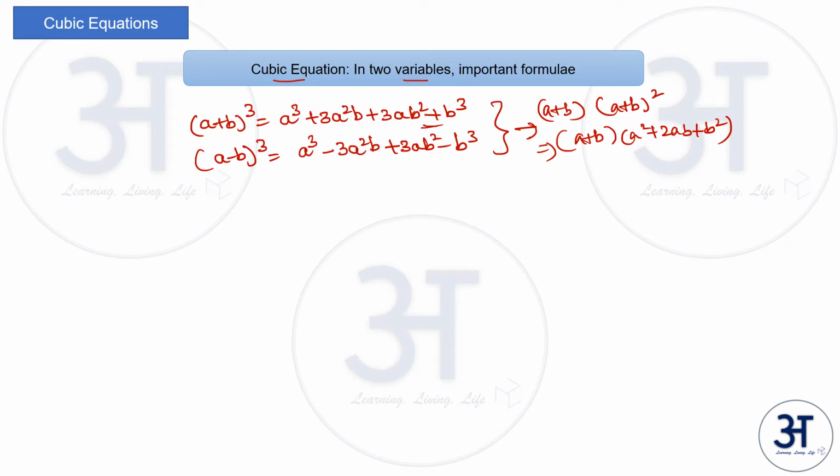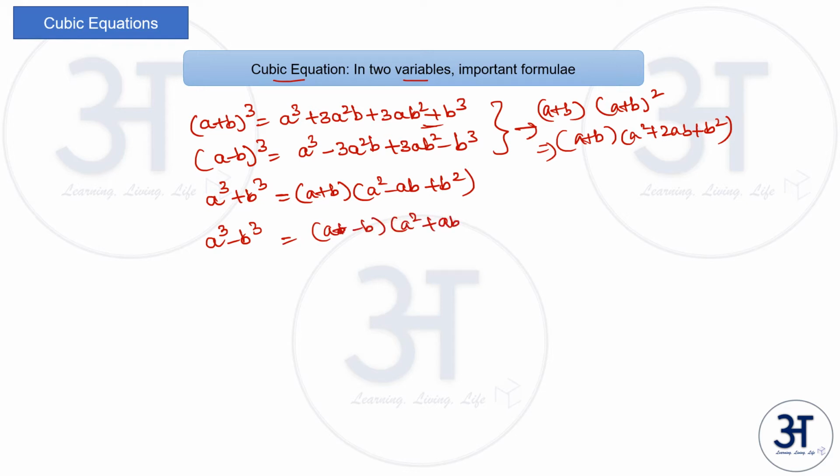Next, let us come to two more equations, that is a cube plus b cube and a cube minus b cube. So a cube plus b cube is equal to a plus b into a square minus ab plus b square, and a cube minus b cube is equal to a minus b into a square plus ab plus b square. So these two can simply be derived from these two. Let us look at one such derivation.